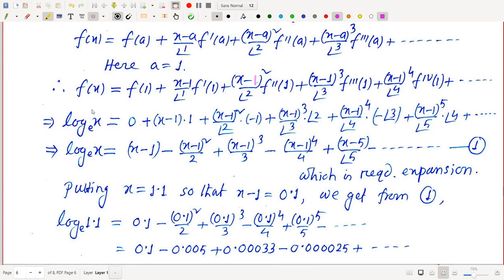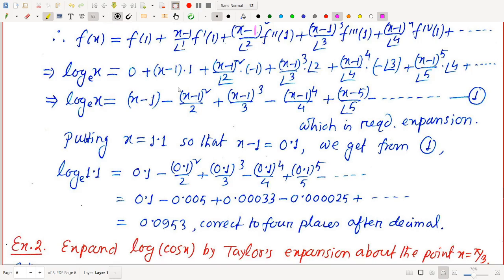Now we put the values. f(x) means log x, f(1) is 0, f'(1) is 1, f''(1) is minus 1, f'''(1) is 2 factorial, the fourth derivative at 1 is minus 3 factorial, the fifth derivative at 1 is 4 factorial, etc. So if we put these values and simplify, we get (x minus 1) minus (x minus 1)²/2 plus (x minus 1)³/3.